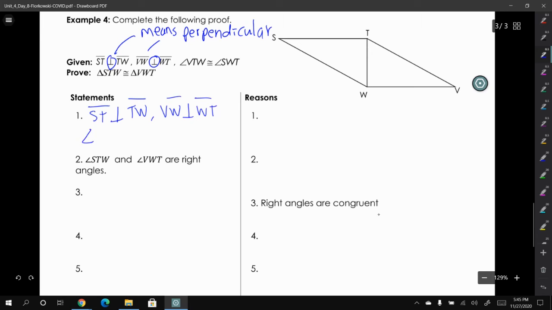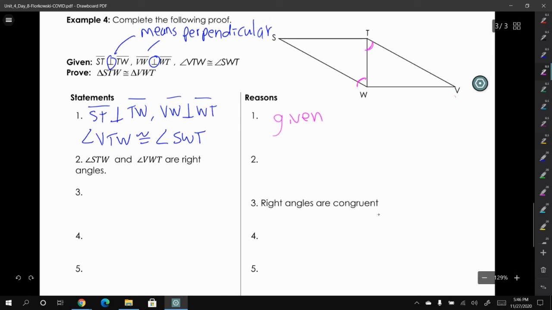And then we also have angle VTW is congruent to angle SWT. Okay, so now I'm going to mark the angle first that we're told is congruent. VTW is this angle here on the right side, and SWT is this angle here. So we have that taken care of. Let's write down given.